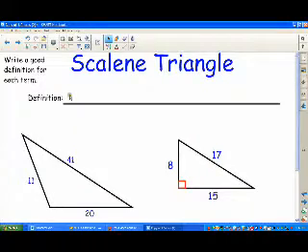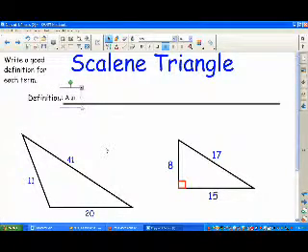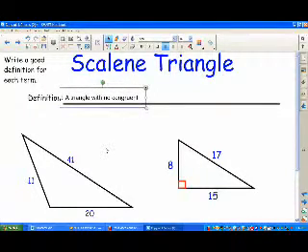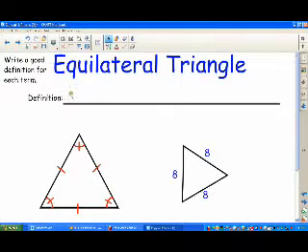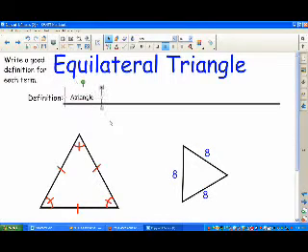Next, a scalene triangle. Again, you should have talked about all these in middle school, but go ahead and pause it real quick and write your definition. Okay, a scalene triangle is a triangle with no congruent sides. Have to all be different. An equilateral triangle. You can pause the video, unpause it after you have your definition. It's a triangle with all congruent sides. All of them have to be the same.